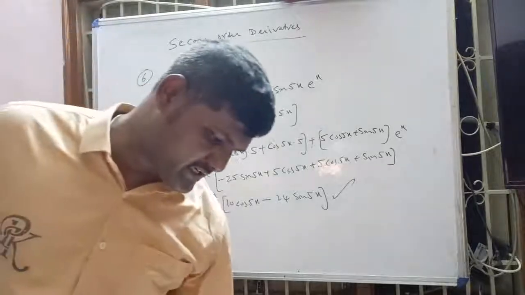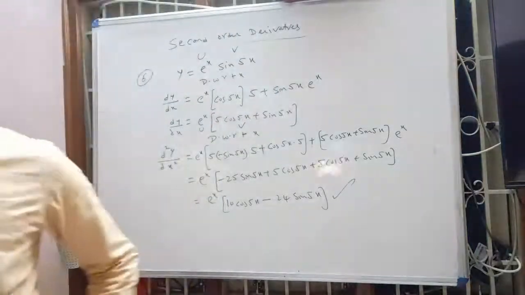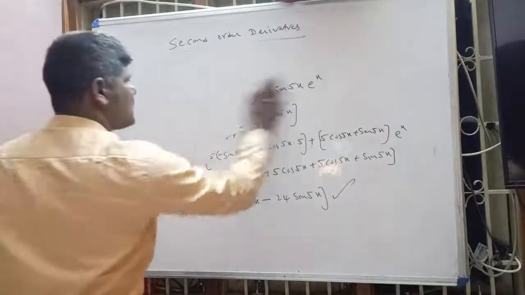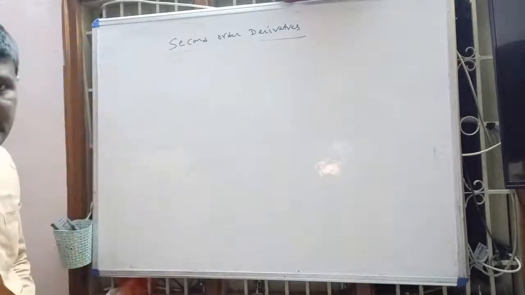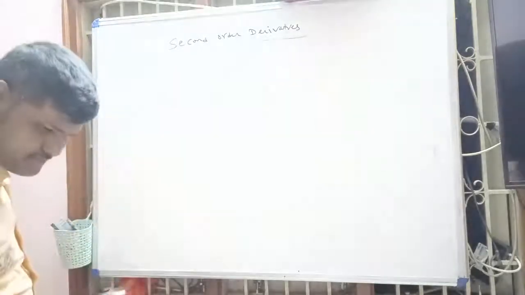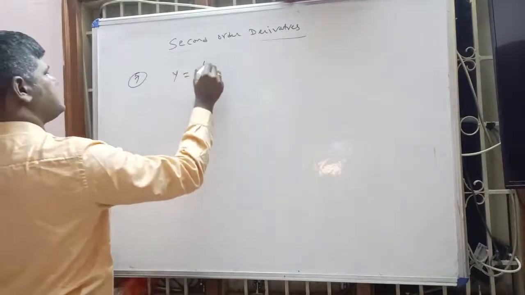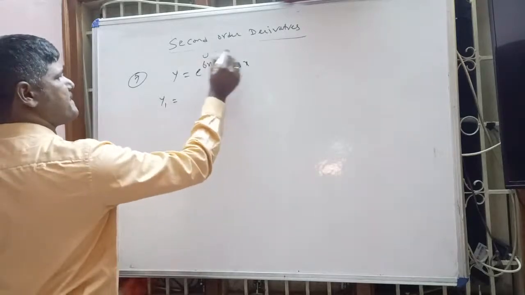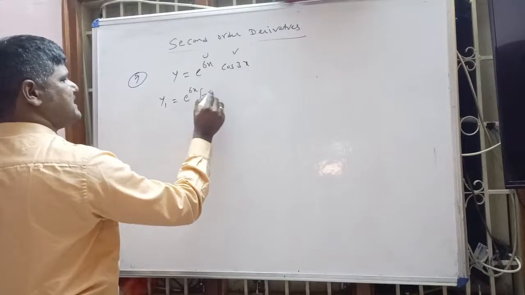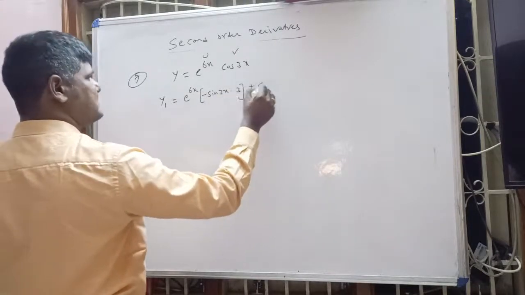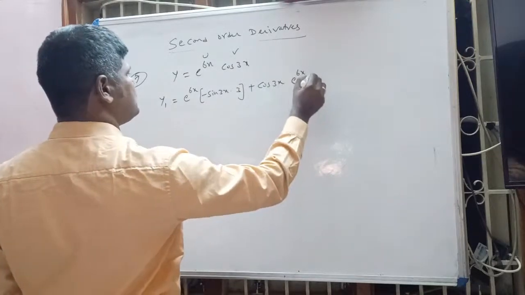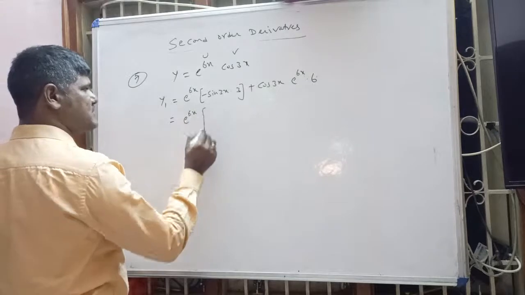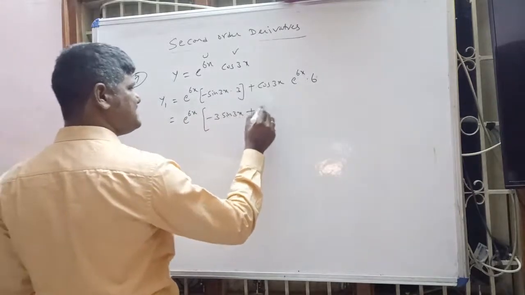e power 6x into cos 3x, next one. We'll discuss. y is equal to e power 6x into cos 3x. Correct? Yes, exactly. y dash is equal to, this is u, this is v. e power 6x into cos 3x derivative, minus sin 3x into 3, plus cos 3x into e power 6x into 6. Chain rule. That is equal to, take e power 6x as common, dear students: minus 3 sin 3x plus 6 cos 3x.